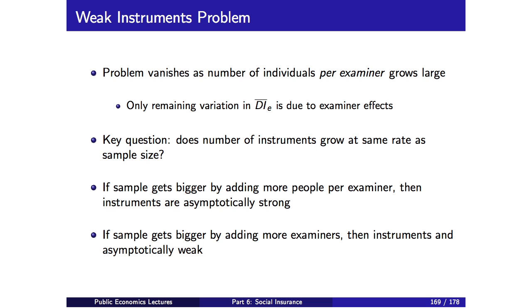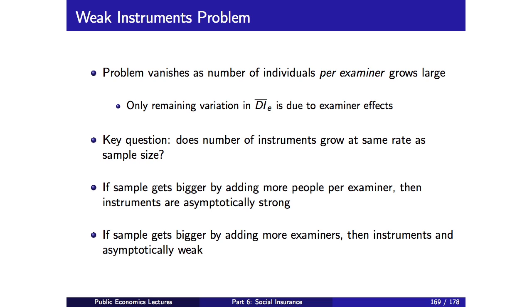So the key question in the weak instruments literature, which I think I only really understood well after working on the STAR paper, is does the number of instruments grow at the same rate as the sample size? If you make your sample bigger by adding more people per examiner, then your instruments are going to asymptotically be strong. The way to think about that intuitively is that one guy's contribution to this mean is basically irrelevant, right? If I'm in a kindergarten class of 1,000 people, the fact that I'm in that average is basically irrelevant because the average is driven by the other 999. If I'm in a kindergarten class of 10 people, each observation actually has significant influence.